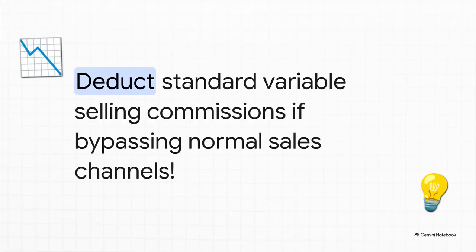And here's another massive pro tip for your board exams. If a special order comes directly to the factory and totally bypasses the regular sales team, you have to subtract those saved variable selling commissions from your cost baseline. For example, if you normally pay 2 pesos in variable selling expenses per unit, but this special order doesn't use the sales team, that 2 pesos becomes an avoidable cost. And avoidable costs are relevant. You literally just subtract that from your total variable costs when calculating your absolute minimum price.